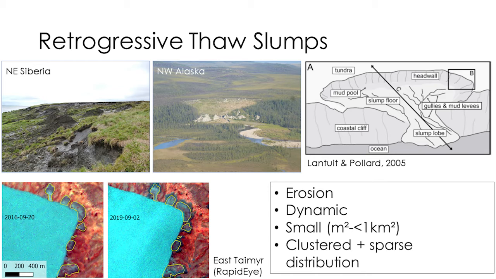They're typically characterized by different features. They are erosion features, so typical mass wasting processes, similar to landslides, but a lot slower. They're dynamic. They are typically small, from a few square meters to a maximum of around 1 square kilometer. And they are clustered and have a sparse distribution. That means they are specifically bound to specific environmental conditions, such as the abundance of ground ice, which we often find in formerly glaciated terrain. And sparsity means that their area is a lot smaller than the surrounding land area.